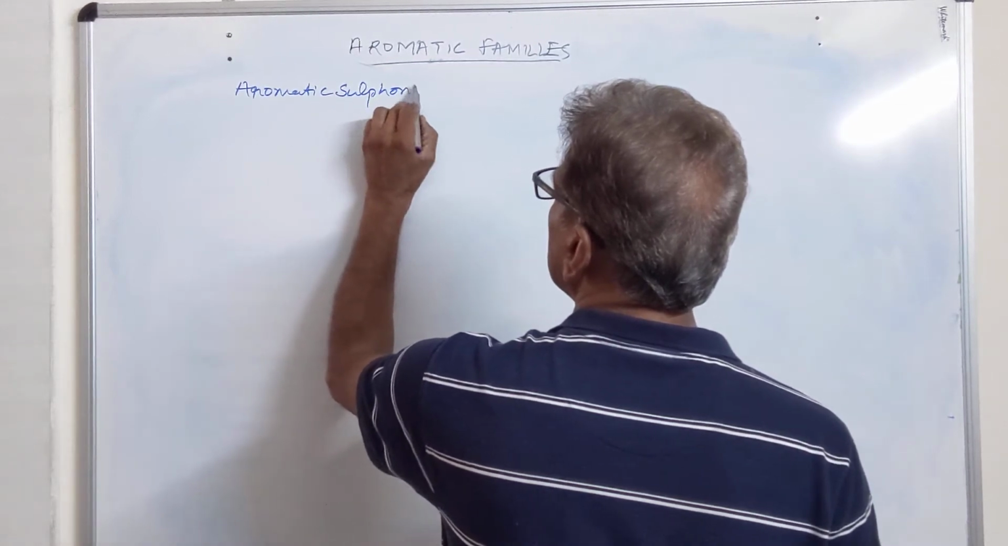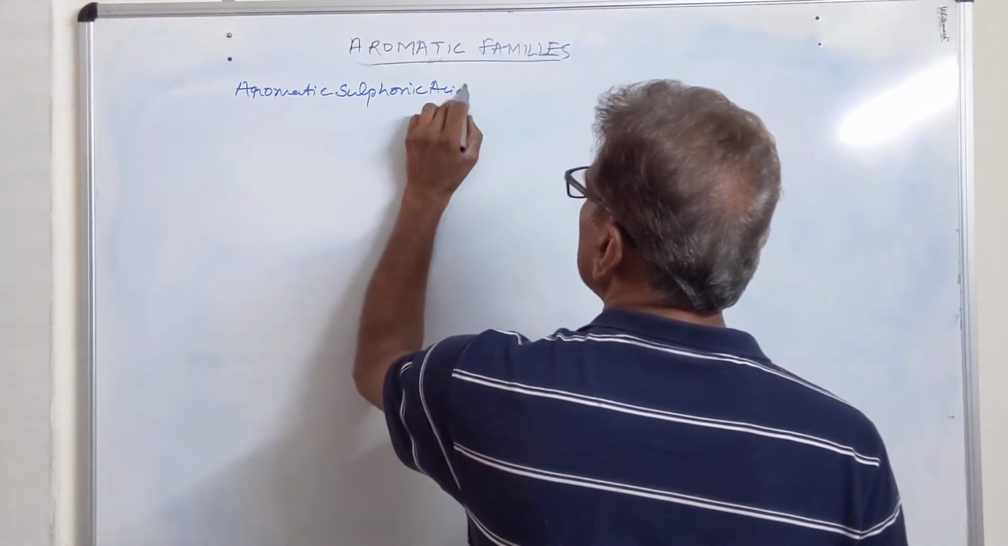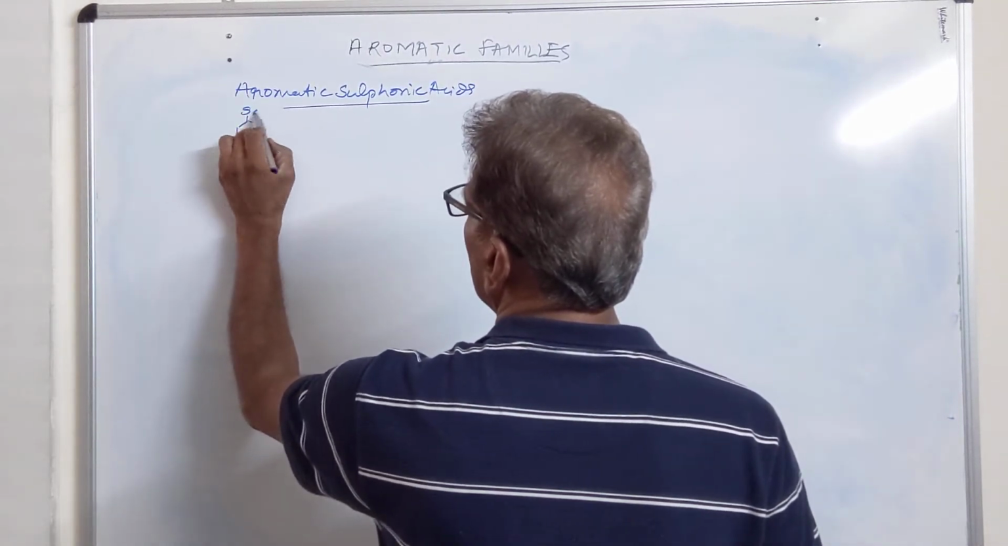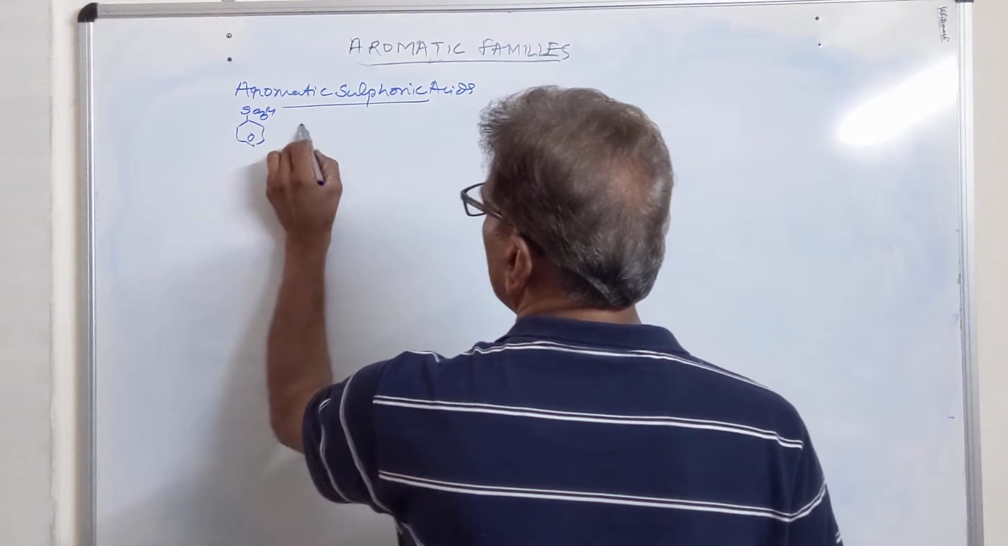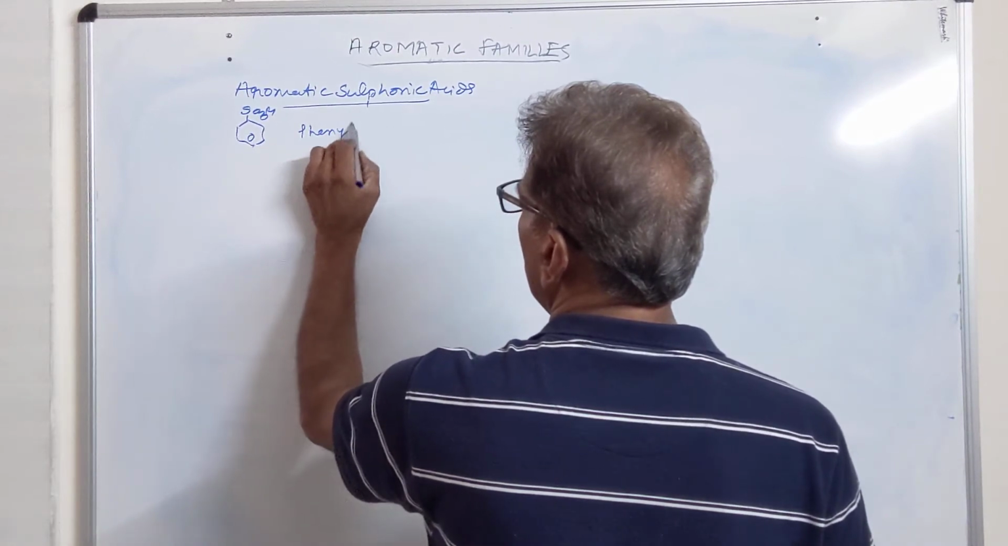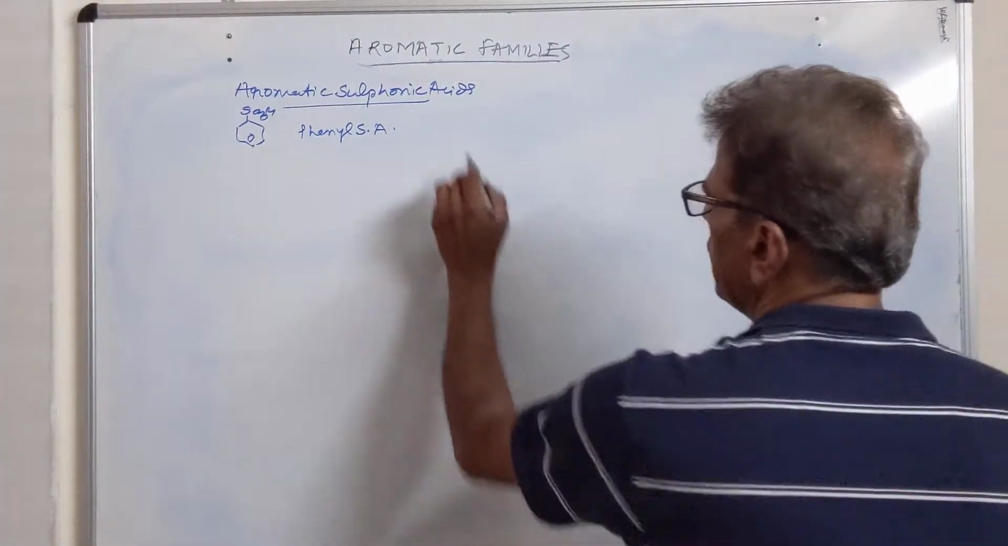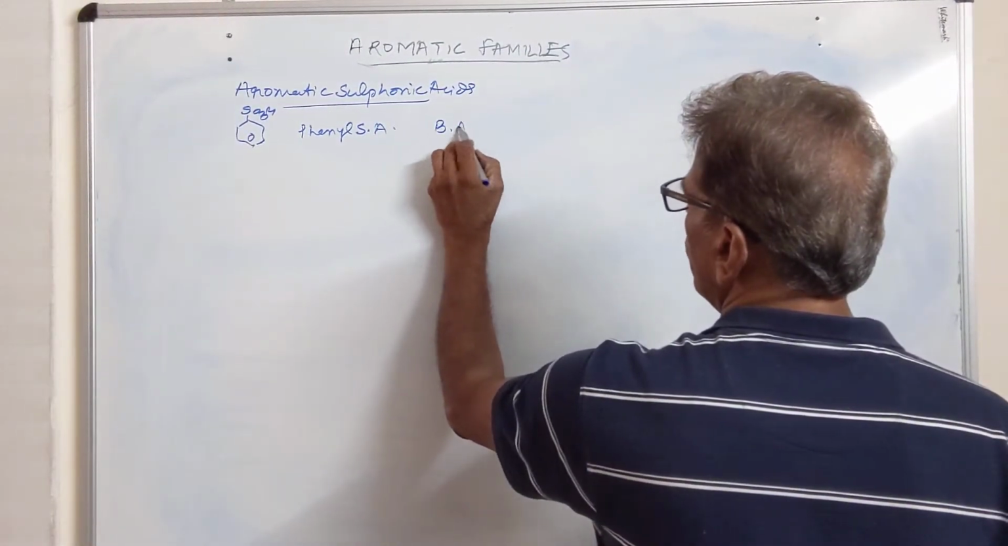Sulfonic acids. Benzene ring having SO3H. Common name is phenyl sulfonic acid. IUPAC name is benzene sulfonic acid.